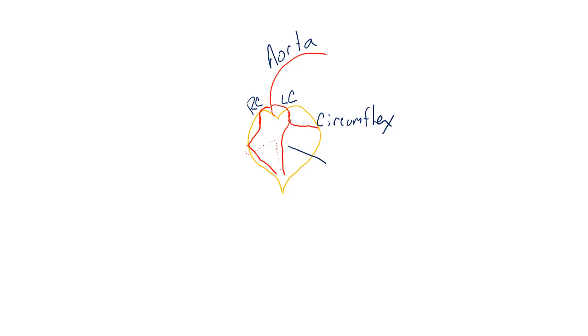We have our anterior interventricular artery. Our right coronary artery comes down and gives us our marginal, and then continues on, and eventually on the posterior side becomes the posterior interventricular.